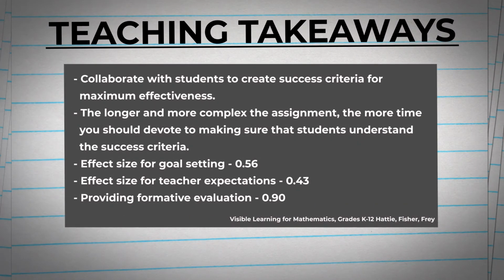Goal setting is an essential element teachers should use with students. It has an effect size of 0.56. Keep in mind that an effect size of 0.40 is equal to 1 year of growth. Goal setting and learning intentions go hand in hand. Setting expectations effect size is 0.43. This is the success criteria. Finally, formative assessment is determined by and focused on success criteria. Formative assessment's effect size is outrageously high, 0.90.